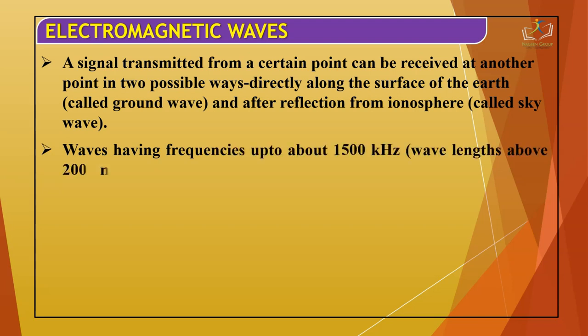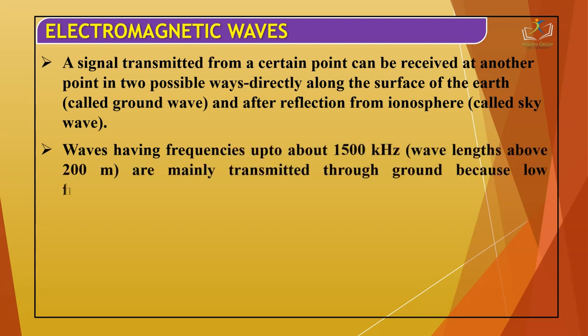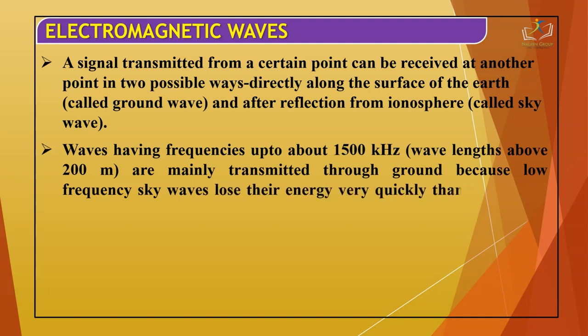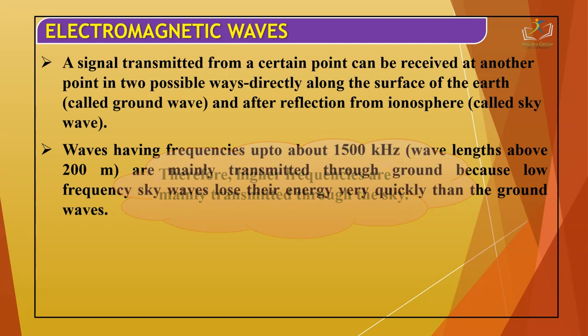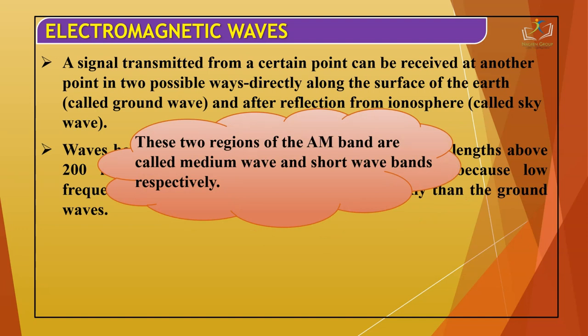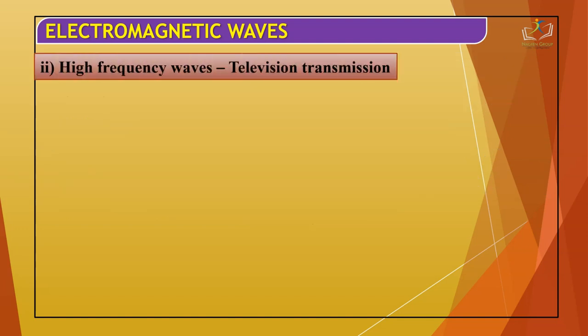Waves having frequencies up to 1500 kilohertz, that means wavelength above 200 meter, are mainly transmitted through the ground because low frequency sky waves lose their energy very quickly to the ground. Therefore, higher frequencies are mainly transmitted through the sky. The two regions of the AM band are called medium wave and short wave respectively.